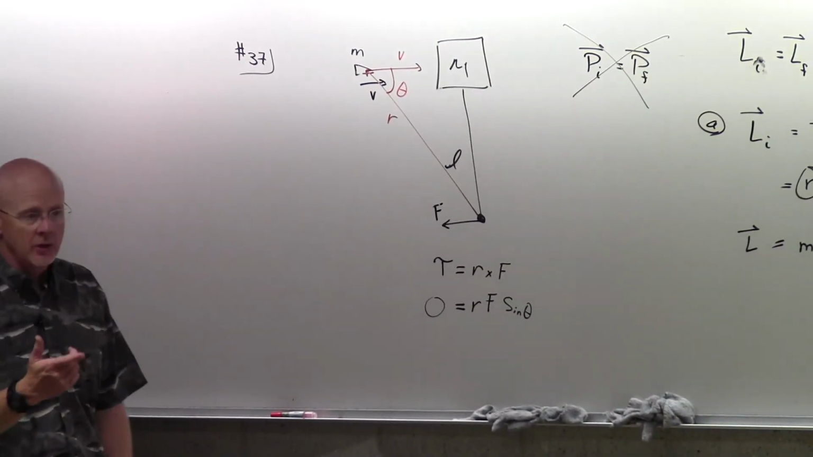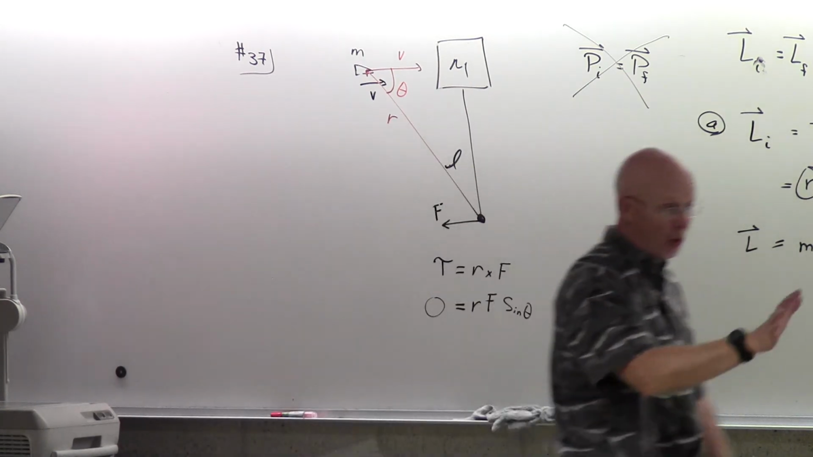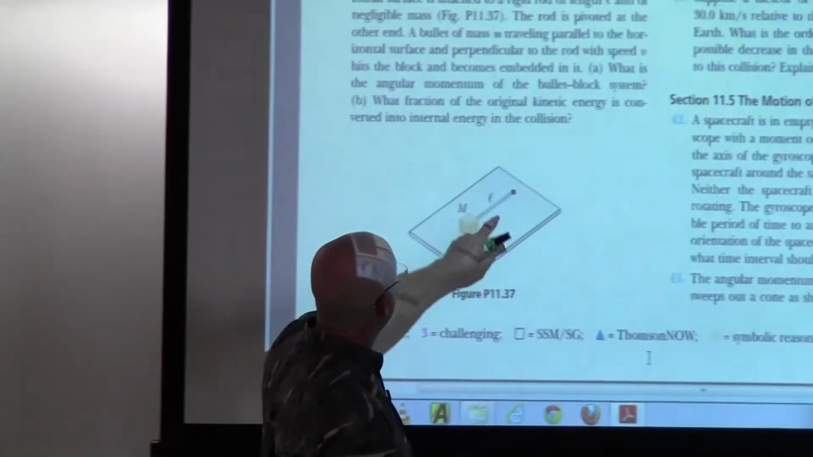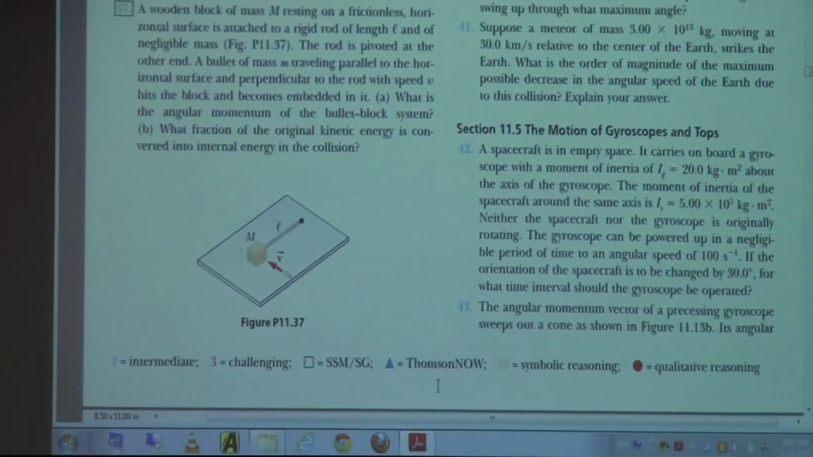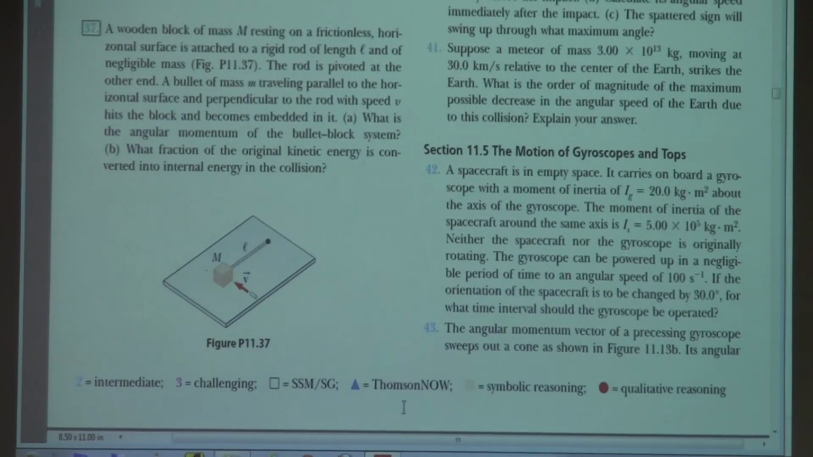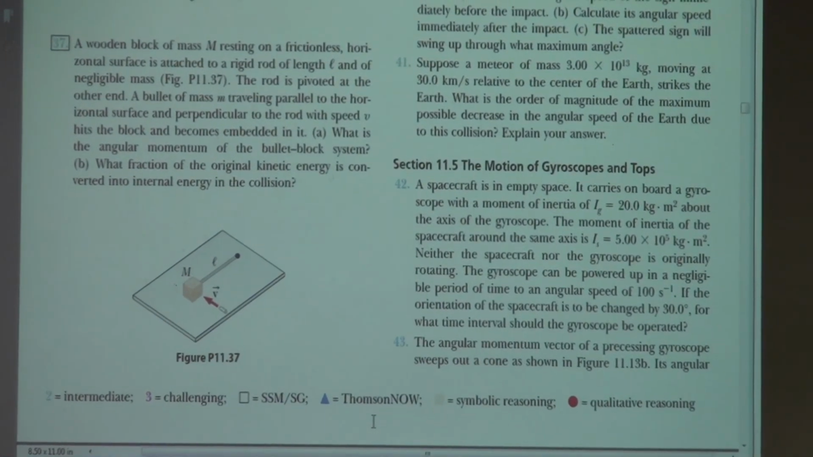So that is the angular momentum before and after the collision. I won't need to worry about whether they want it before or after. It's conserved if measured around this point. But look at B now. B says, what fraction of the original kinetic energy is converted into heat or internal energy in this collision?